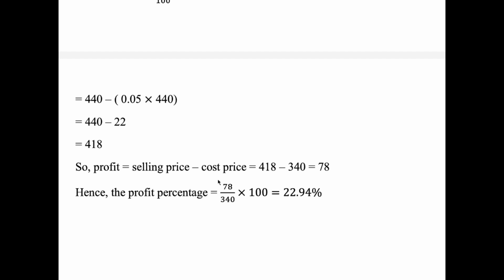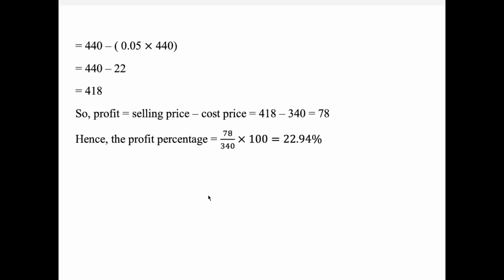So profit is selling price minus cost price, 480 minus 340, which is 140. Hence the profit percentage, how to calculate: you will get 140 divided by 340 into 100. You will get 22.94% will be the answer. Okay, thank you.